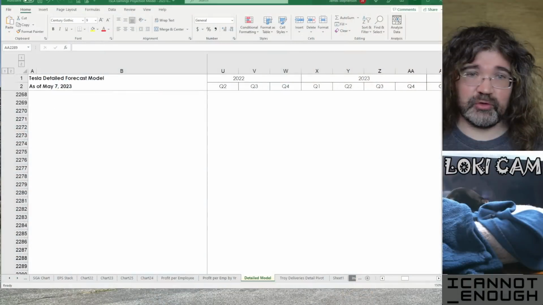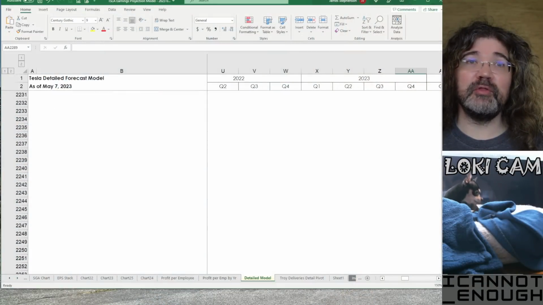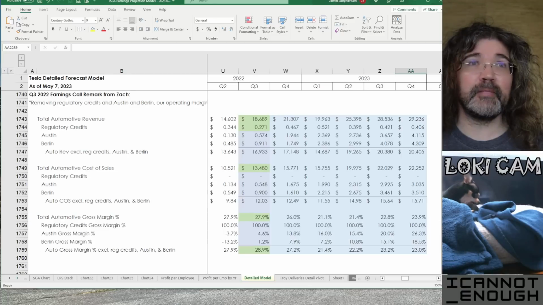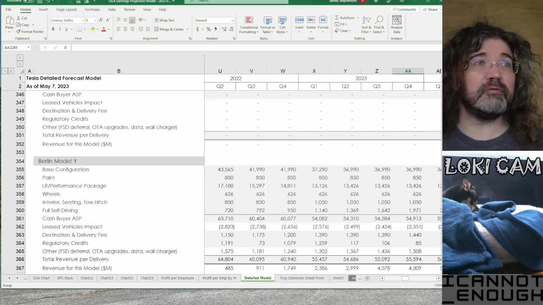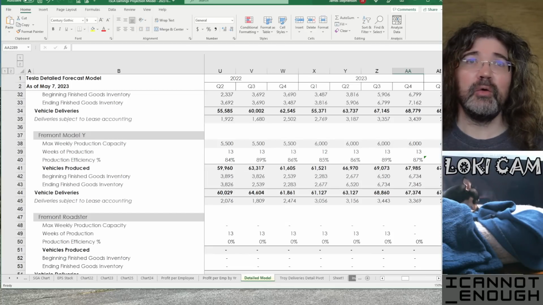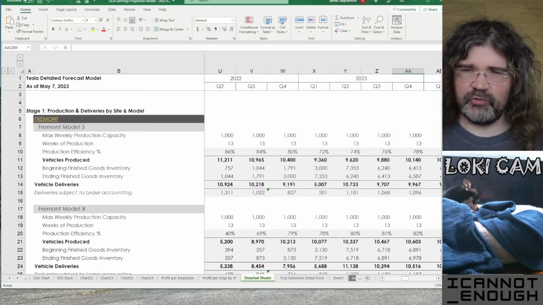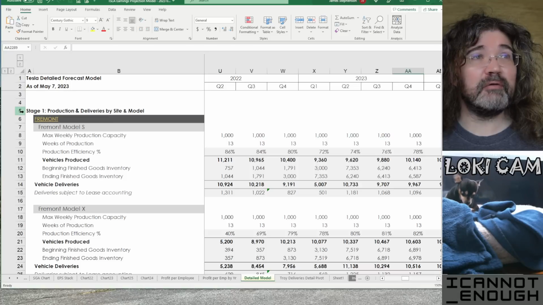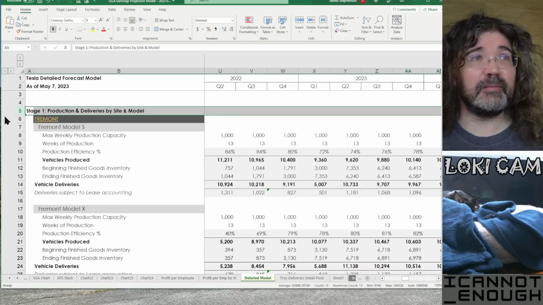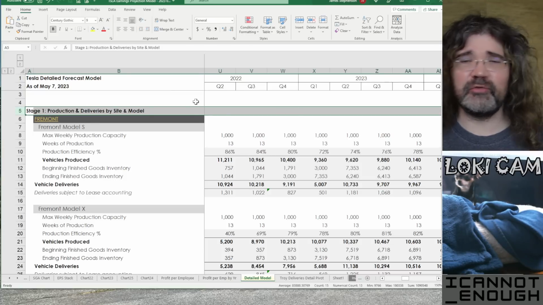So let me go back to sharing my desktop, and I will scroll all the way up to the top of this monster. And when I get there, we'll be in stage 1 of my forecast process. What's the first thing you want to do when you make a forecast? Well, I decided the first thing to do is to figure out how much stuff you're going to sell. So in stage 1 of my forecast, which I have labeled here on row 5, I'm calling this production and deliveries by site and model.